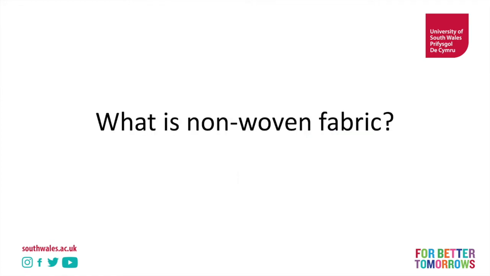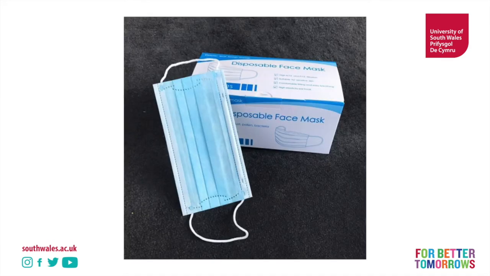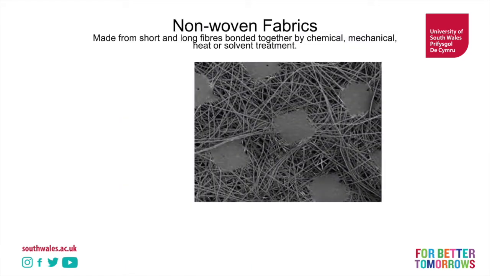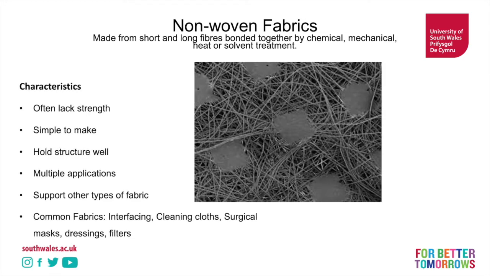What is a non-woven fabric? Well, this is probably the most common one you've seen recently. Non-woven fabrics have been used extensively during the COVID-19 pandemic. Let's have a look. They're made from short and long fibers bonded together by chemical, mechanical, heat, or solvent treatment. They often lack strength, they're very simple to make, they hold structure well, they have multiple applications, and they support other types of fabric. We can see things like interfacing, cleaning cloth, surgical masks, dressings, and filters.